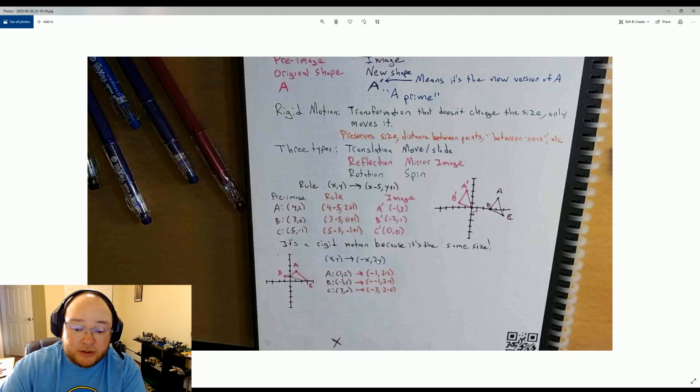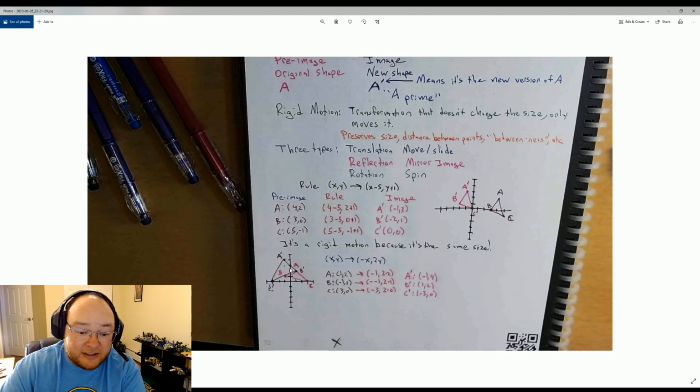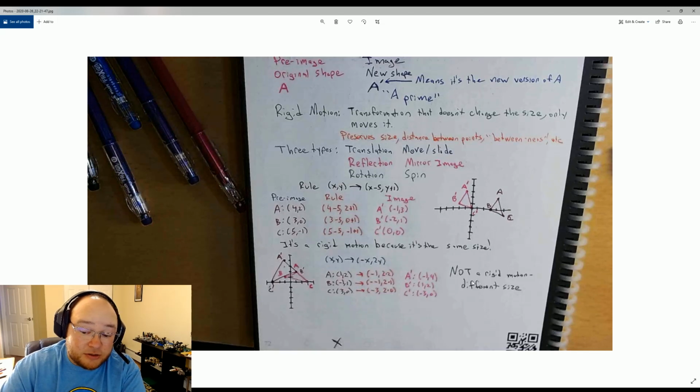This was a 2. It says times it by 2. So 2 times 2 is 4. 1 is 2 times 1. And 0 is 2 times 0. You get negative 1, 4, 1, 2, and negative 3, 0. And that's because a negative and a negative make positive. Now, you graph it. Suddenly, something weird's happened. It's not a rigid motion because it's a different size. It's definitely bigger than it used to be.